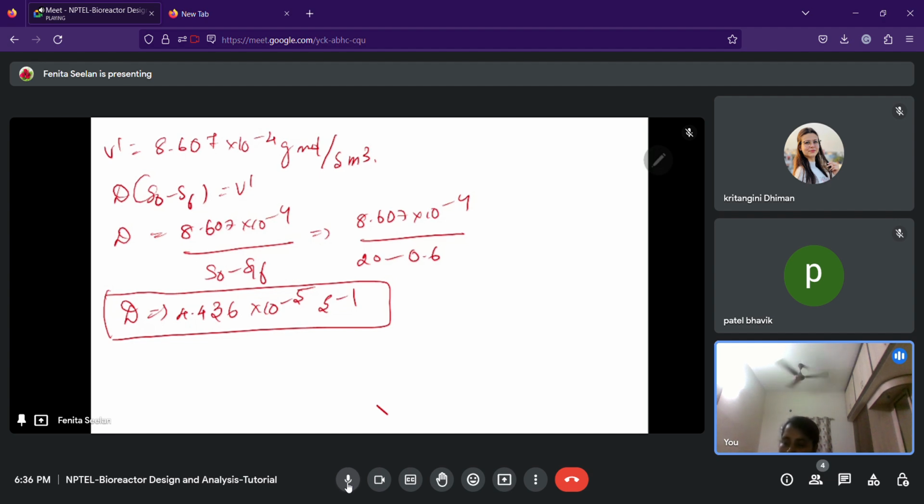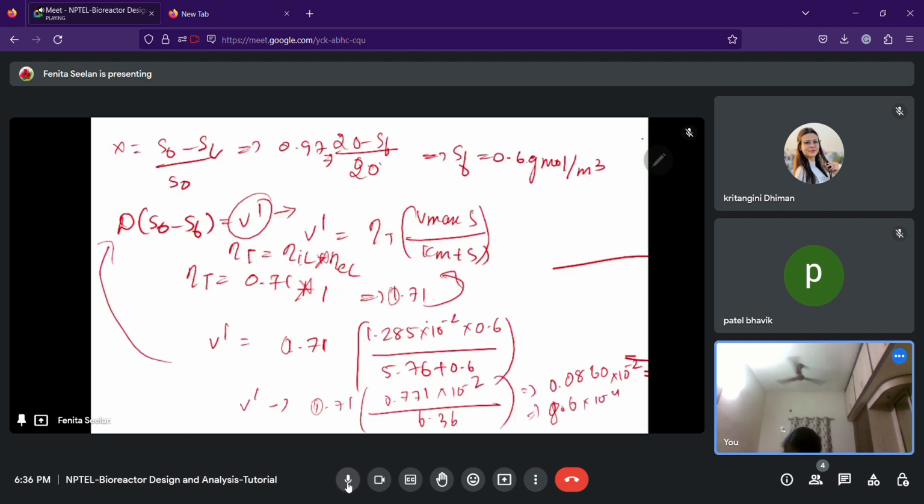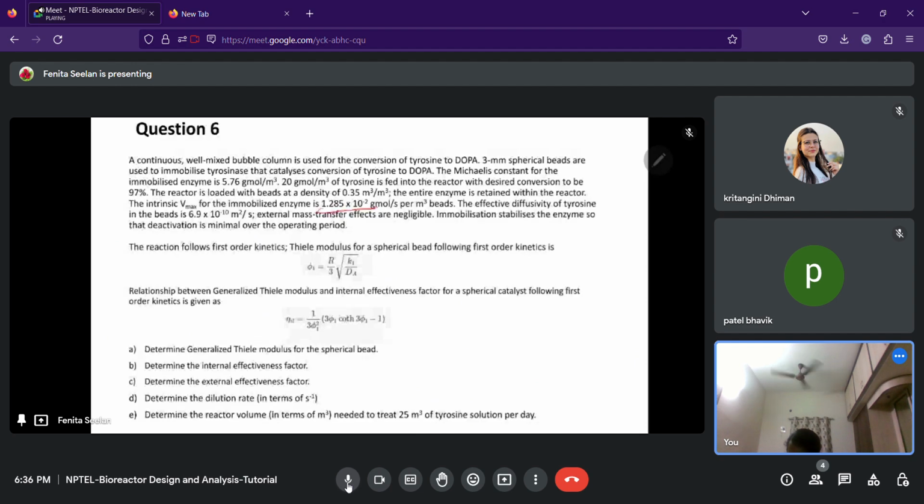So now what was the question asked? The fifth question. Determine the reactor volume, in terms of meter cube, which is needed to treat 25 meter cube of tyrosine solution per day. So what does 25 meter cube mean? The volume of substrate to be used per day is given, which is 25 meter cube.